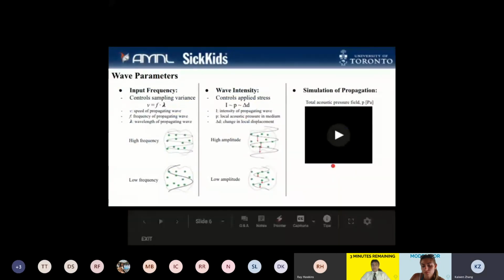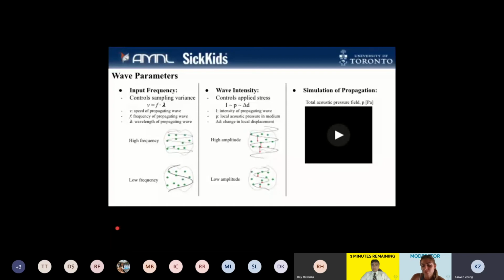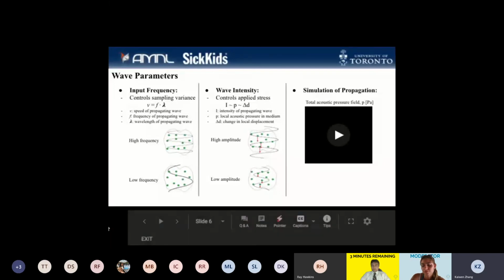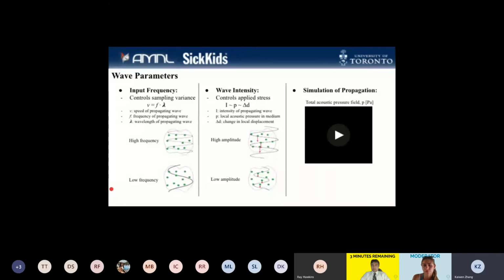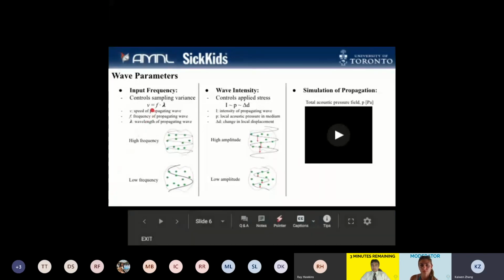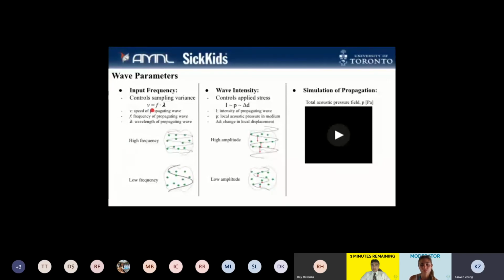There are two parameters that are important in defining the wave because we want to simultaneously take measurements of multiple cells. We should minimize the difference at various locations to minimize sampling variance. For waves propagating, the speed is only relevant to the intrinsic material property. So the speed v here is fixed because the tissue properties do not change over the course of an experiment.